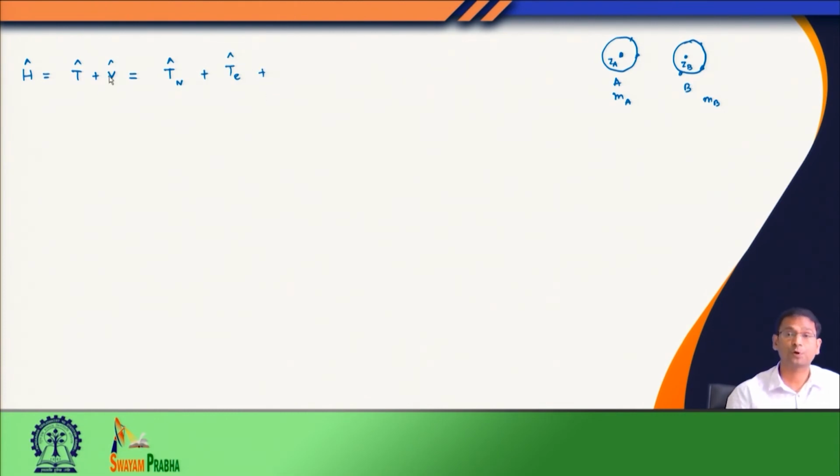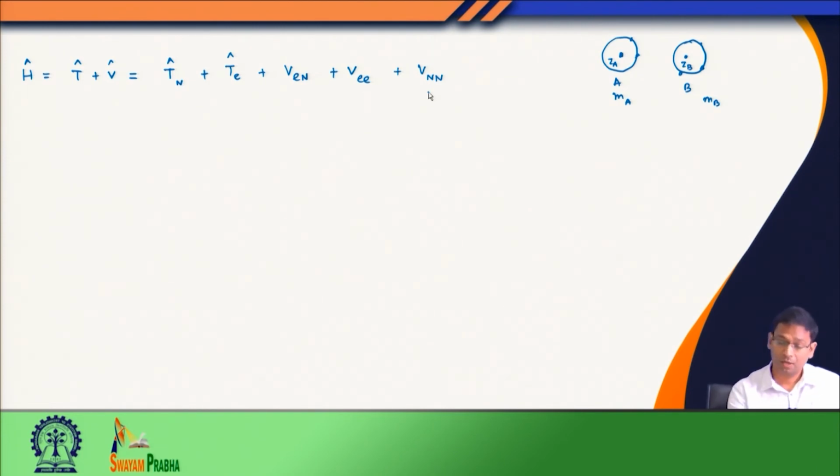What kind of potential energies can I expect here? For example, of course, V EN, that means the interaction between the electron and the nucleus. We have V EE, the interaction between one electron and another electron, and the next term, which was not present before, is the interaction between the two nuclei.